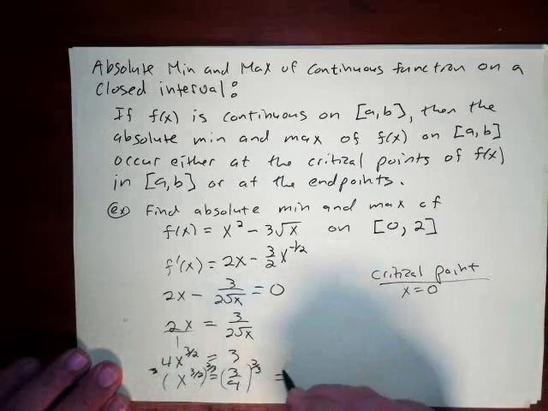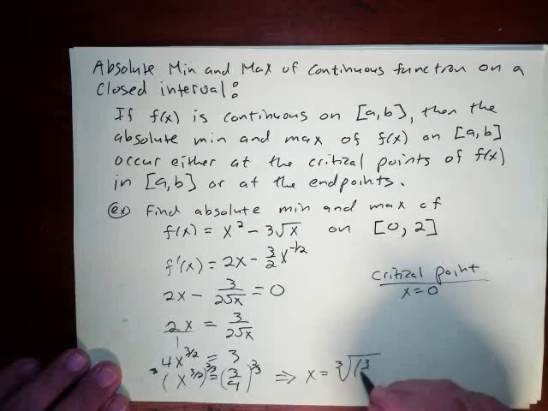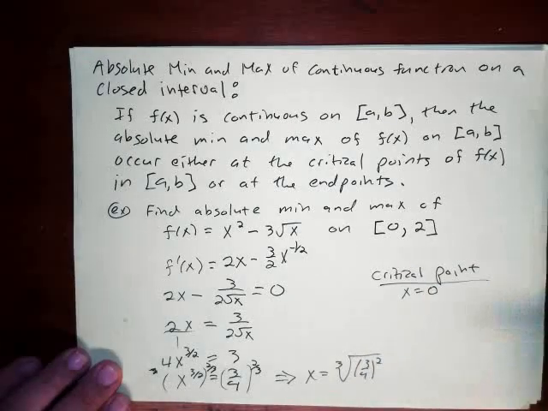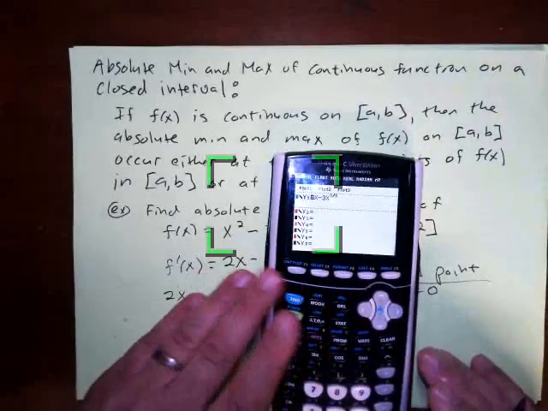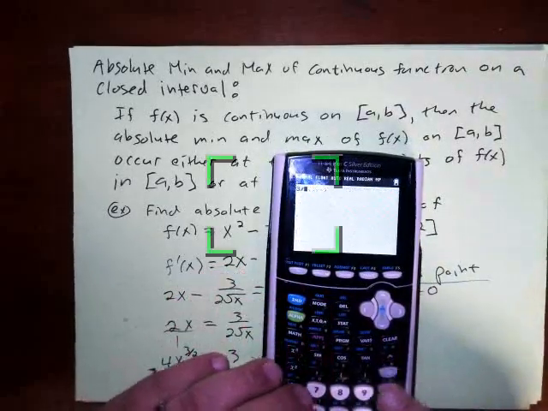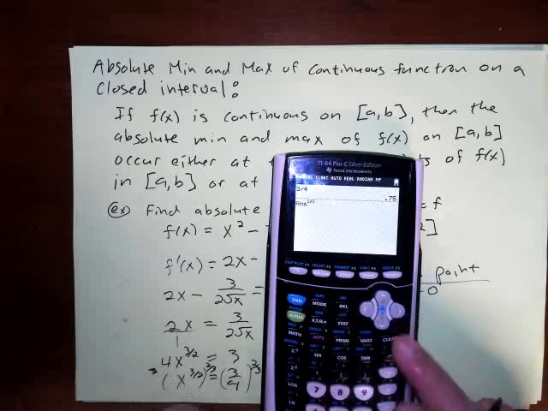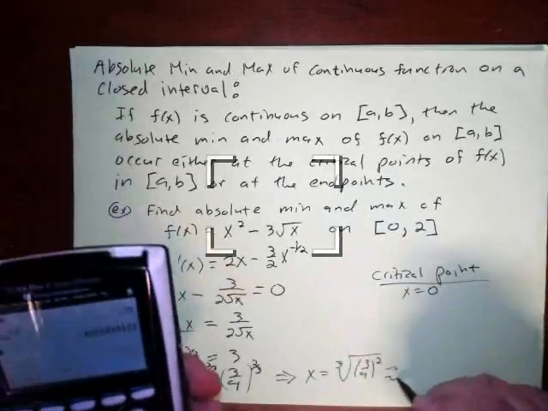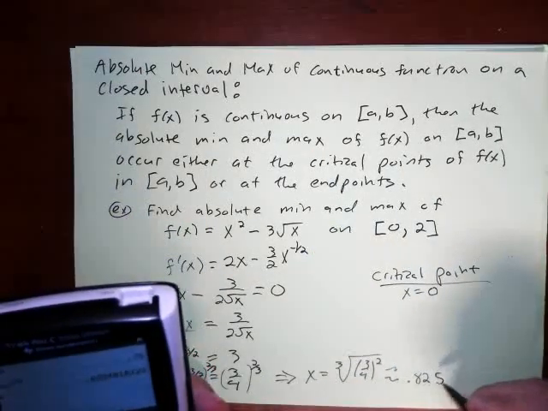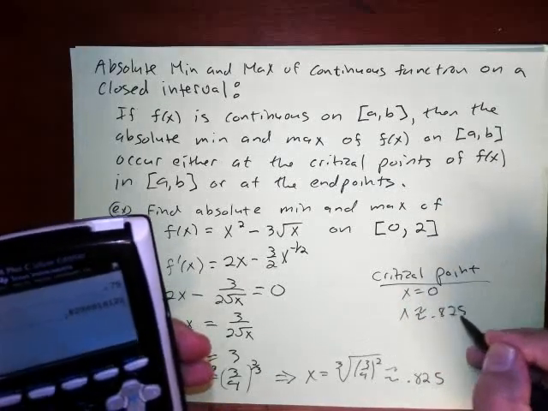That's going to leave just x here, and then I get the cube root of 3/4 squared, or just 3/4 to the 2/3. So let's find out what that is. So 3 divided by 4, and I'm going to raise that to the 2/3 power, and I get approximately 0.825. Okay, so that would be another critical point, approximately 0.825.